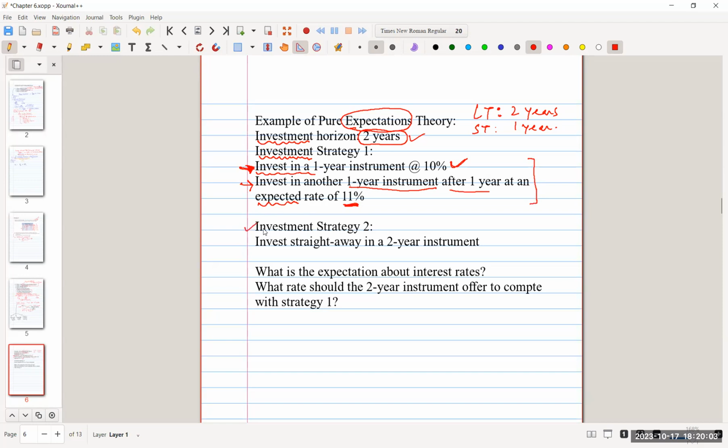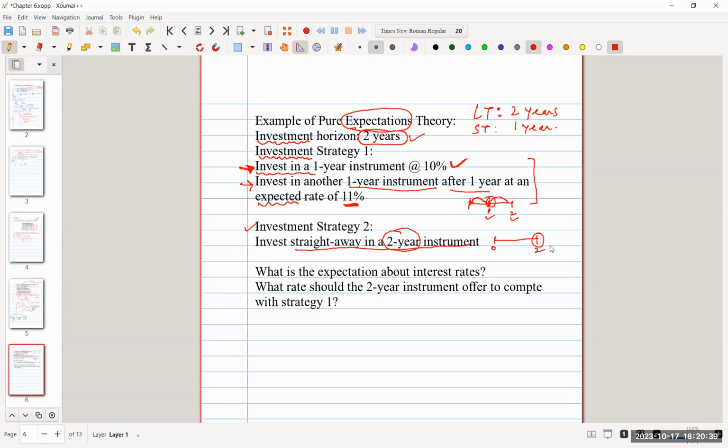The second strategy is invest straight away in a financial instrument which will mature after 2 years. So no stopping in between. In the first strategy, you invest here at time 0, and your first investment matures here at time 1. Here you make then another investment which matures at time 2. So you have this period of time and you have this period of time, and there's a break in between here. In this strategy, you invest at time 0, no stop. It matures at time 2 straight away, right?